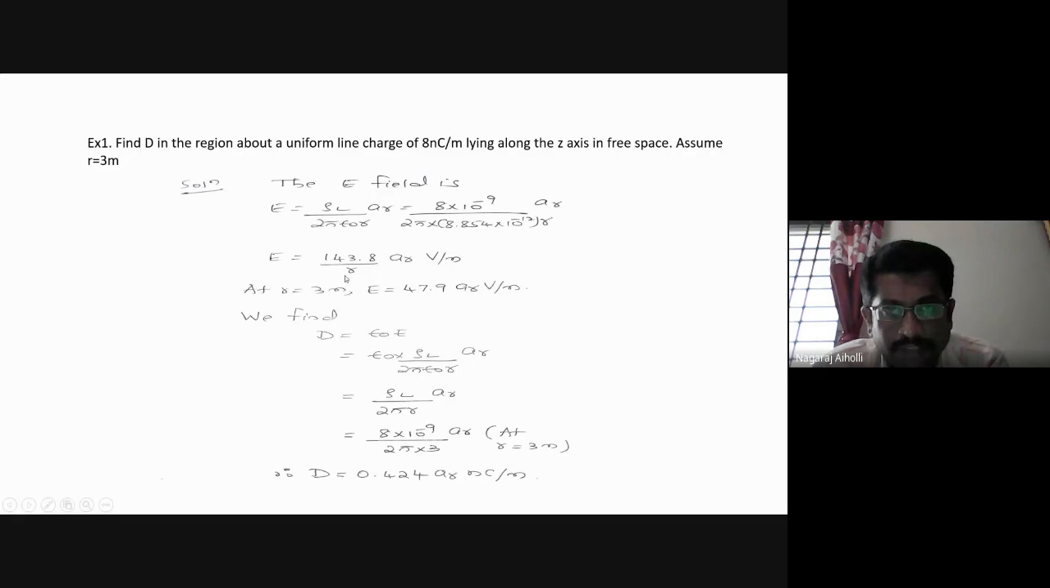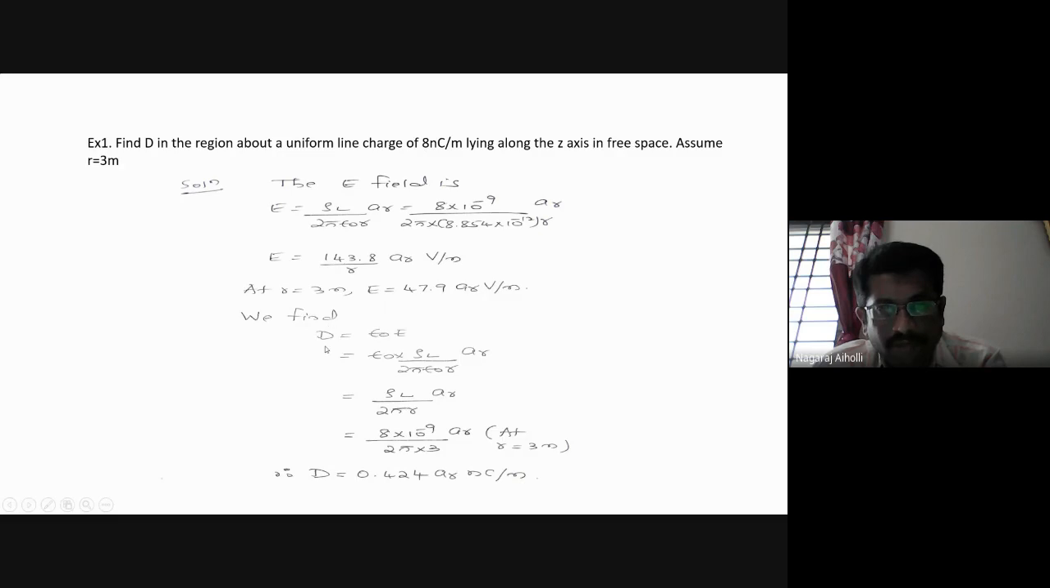Next, they have asked to assume R is equal to 3 meters. That is the point at which you are finding the electric flux density or the electric field intensity, at the distance R is equal to 3 meters. Hence, 143.8 divided by 3 meters. That will be how much? 47.9 AR volt per meter. If you divide 143.8 by 3 meters, we get the answer E is equal to 47.9 AR volt per meter.